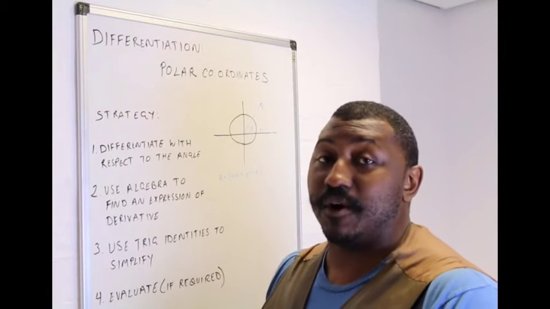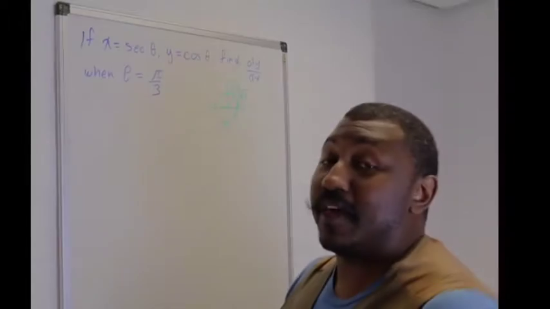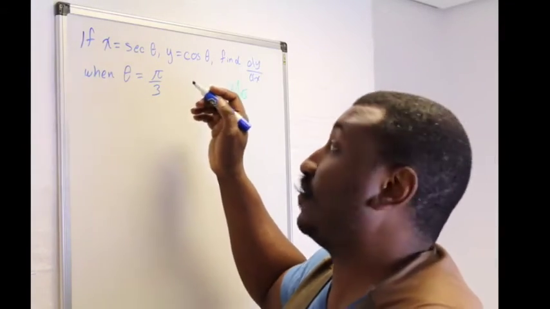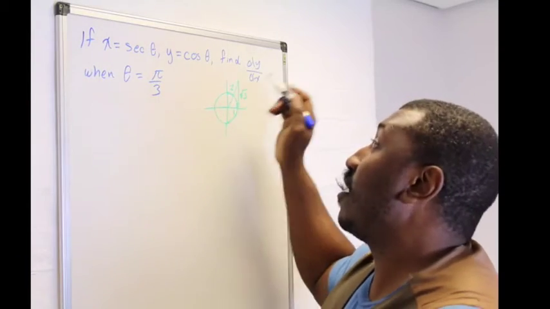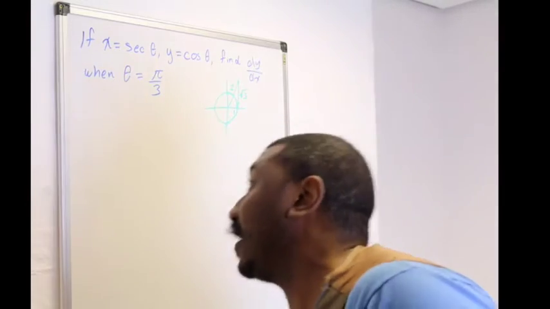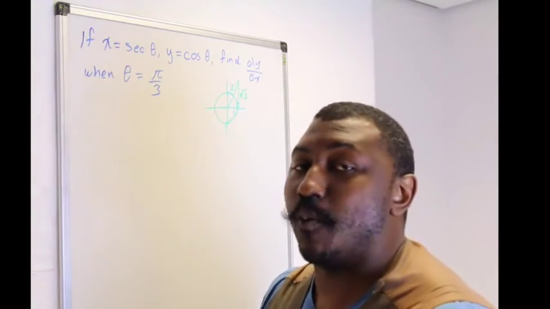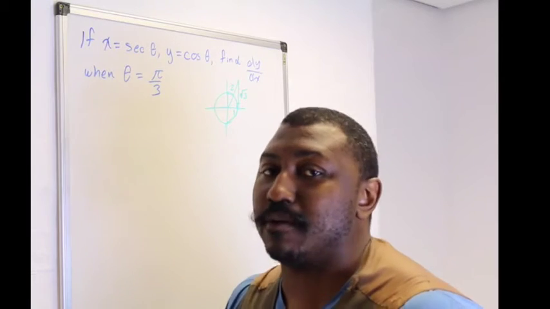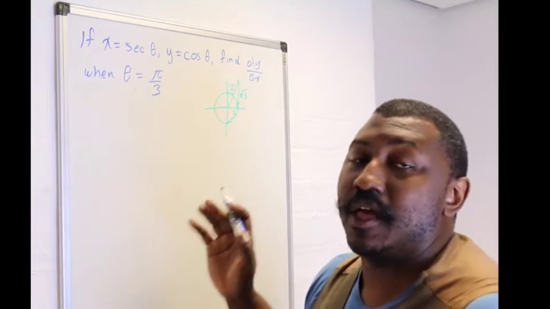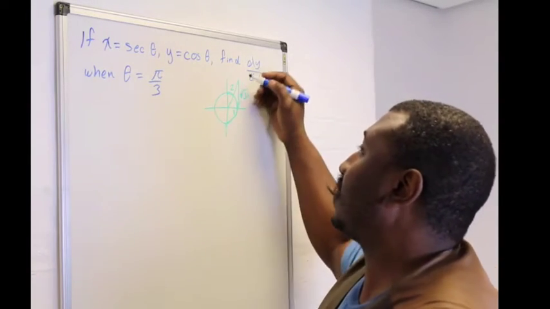So let's go and have a go at one simple question. It's an example that we can apply our strategy to. If x is equal to secant theta and y is equal to cos theta, find dy by dx when theta is pi over 3. Now what I like to do, as I've done here, is draw out the angle that I'm working with, just to keep an idea of what numbers I should be working with. Now pi over 3 is going to be in the first quadrant, which means both the x and y values are positive. I then quickly sketch it out.